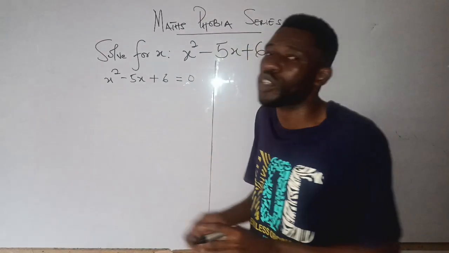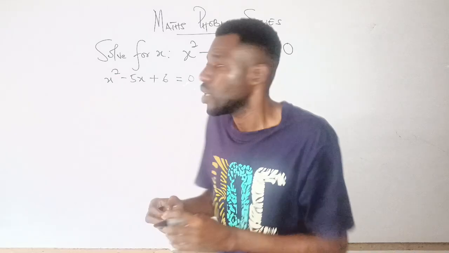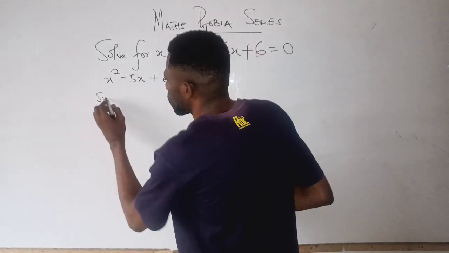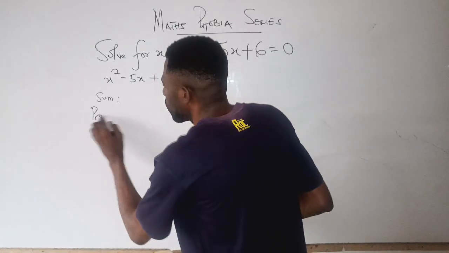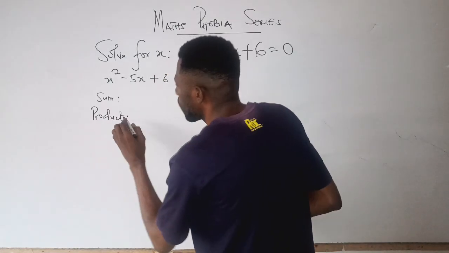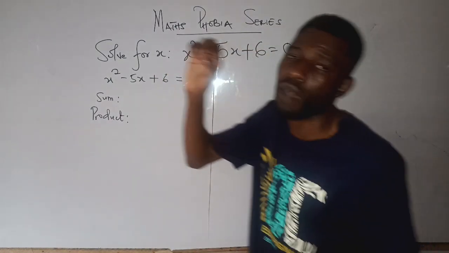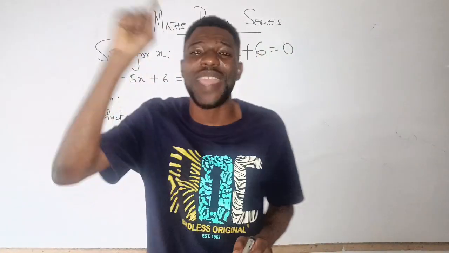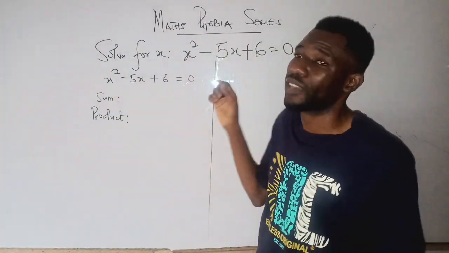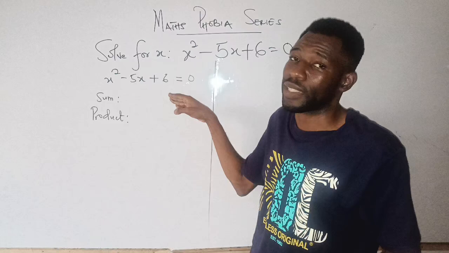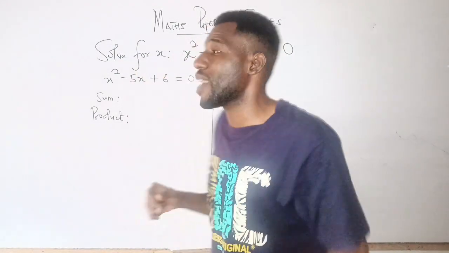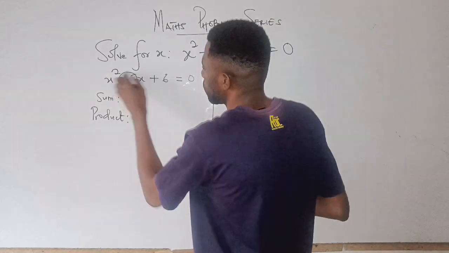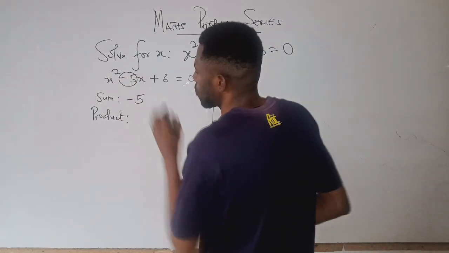Now every quadratic equation has two sections. There's a section we call the sum section, and there's a section we call the product section. Alright? Now, the sum section is always the number that is a coefficient of x. So even if the question is scattered, rearrange it in this format. Alright? And look for the number that is the coefficient of x, and that number is minus 5. That is where the sum section comes in.